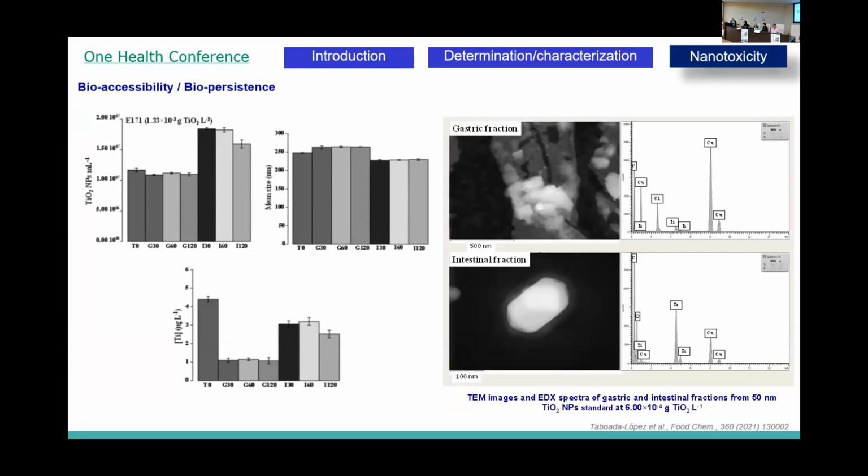So as you see here, I am going to show you some transmission electron microscopy images. And you can see here that in the case of the gastric fraction, there is agglomeration. So agglomeration of nanoparticles increases the size and decreases the number of nanoparticles. However, in the intestinal fraction, we are going to have all the nanoparticles dispersed. So the number of nanoparticles increases, and obviously the size distribution is reduced.